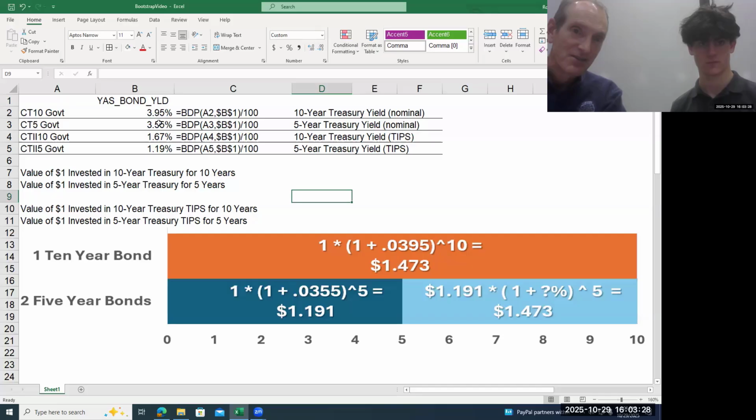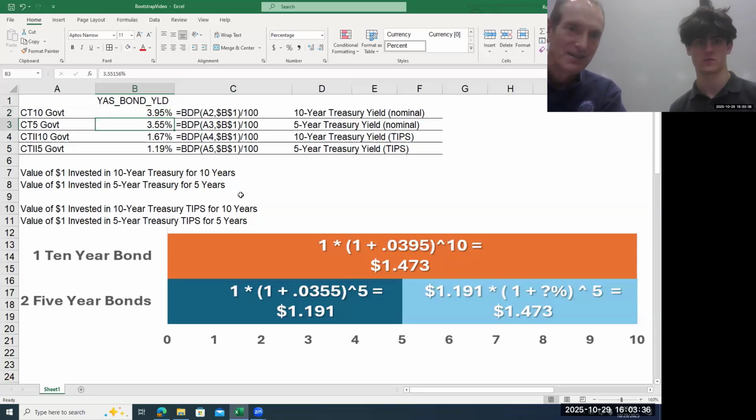We talked about, if the 10 years at 3.95 and the 5 years at 3.55, what does that say the market thinks the 5-year bond rate will be in 5 years, higher or lower? Higher. Higher than the 3.95, right? Yeah, to match up to the 10-year. Right. So if you only made 3.55 for 5 years, you have to make much more than that for the next 5 years.